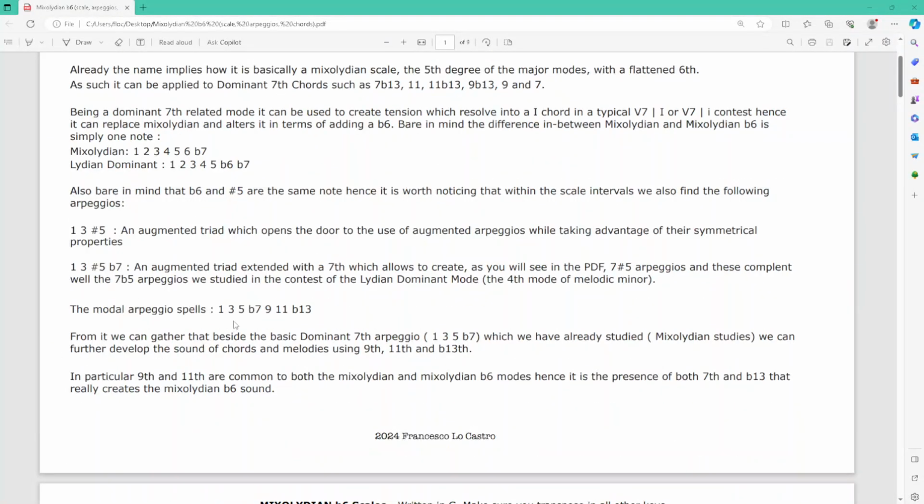The modal arpeggio, as we have seen, spells 1-3-5 flat 7, 9-11, and flat 13. From it we can gather that beside the basic dominant 7 arpeggio, 1-3-5 flat 7, which we already studied in Mixolydian, we can further develop the sound of chords and melody using 9, 11 and flat 13. At the end of the day, in particular 9 and 11 are in common with Mixolydian and Mixolydian flat 6 modes, and it is the presence of flat 7 and flat 13 that really creates the Mixolydian flat 6 sound.